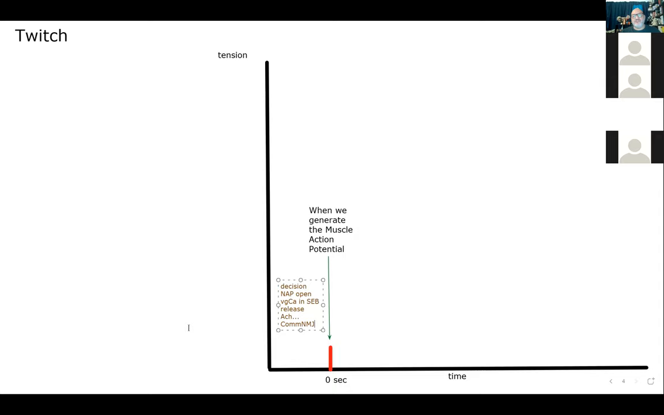Now, as we mentioned, this twitch has three phases. I want to leave that small. I want to come over here now. And we can identify these three phases by how the tension changes.